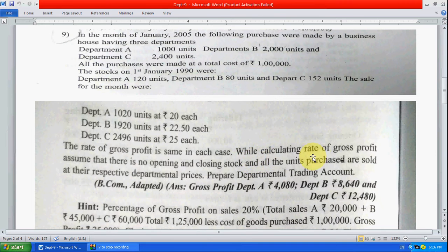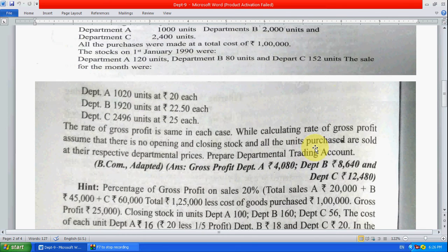While calculating the rate of gross profit, assume that there is no opening and closing stock, and all the units purchased are sold. Means whatever units are purchased are sold at their respective department prices. Prepare departmental trading accounts. So we have to prepare the departmental trading account here.